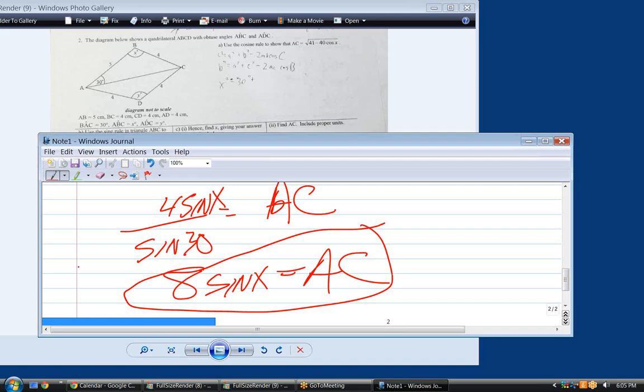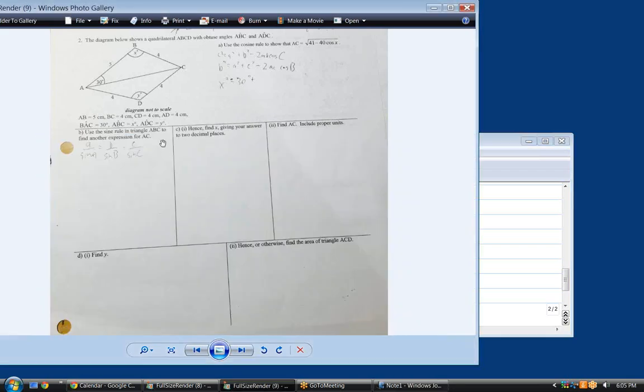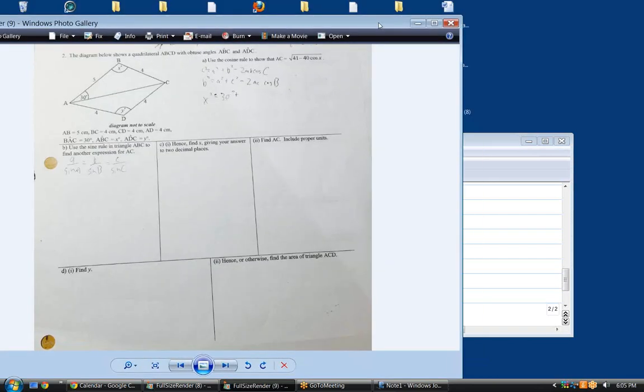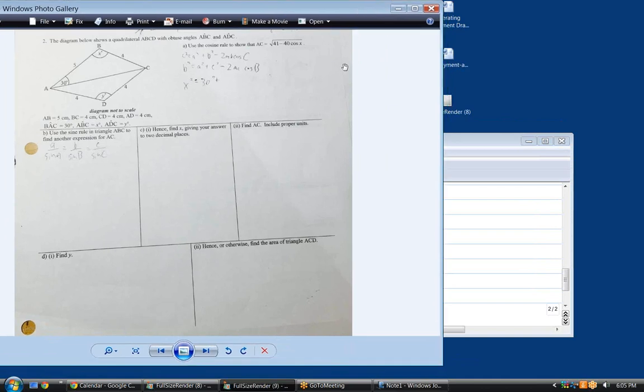Would this be an acceptable answer? All they said was come up with another expression for it. It's tough for me to tell with IB. I never know quite what they're looking for. It's like only IB would say use the cosine rule to show what that is, as opposed to use the law of cosines to figure out what AC is.